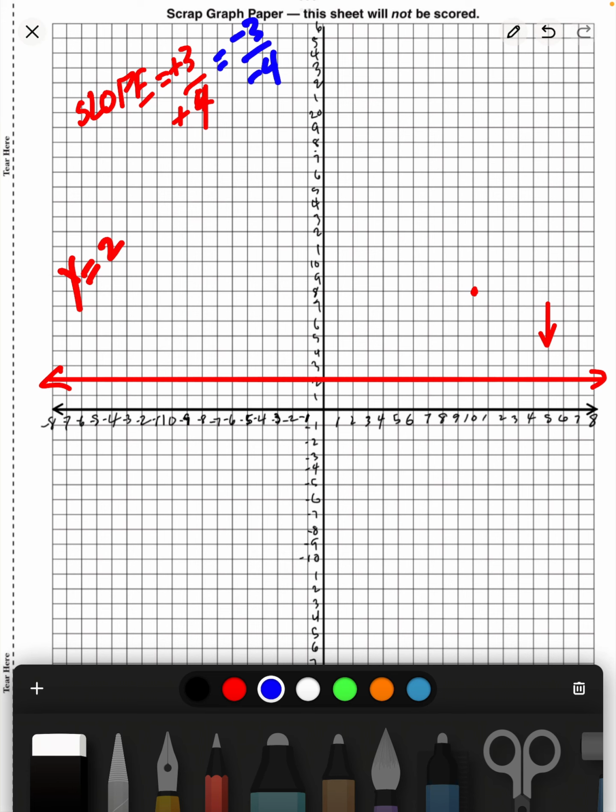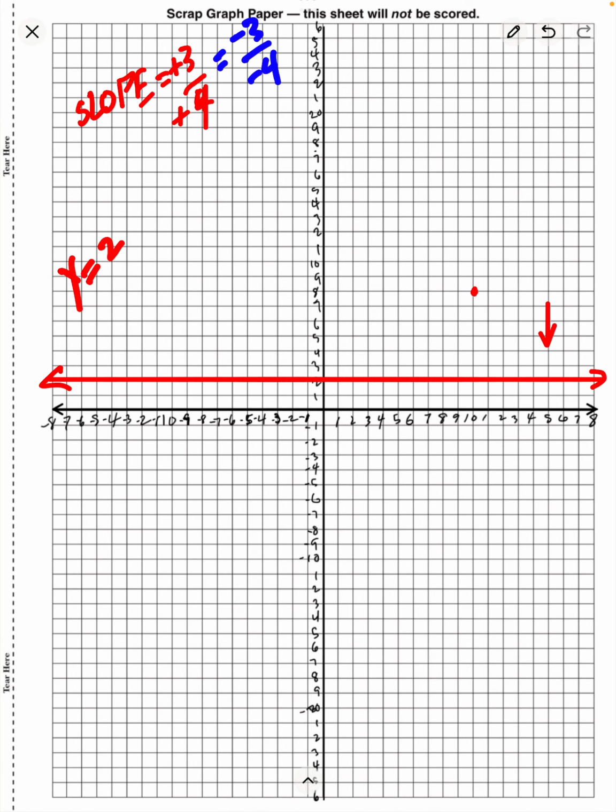So now let me just do that. I'm going to go down 3. 1, 2, 3. And then I'm going to go to the left 4. 1, 2, 3, 4. Now, I'm still not on the line, but I've gotten closer to the line. So now I do one more iteration of the slope. So I'm going to go down 3. 1, 2, 3. Now I'm on the horizontal line y equals 2, but I still need to finish my iteration of the slope. So that means I need to go to the left 4 more, and then we're done. 1, 2, 3, 4.